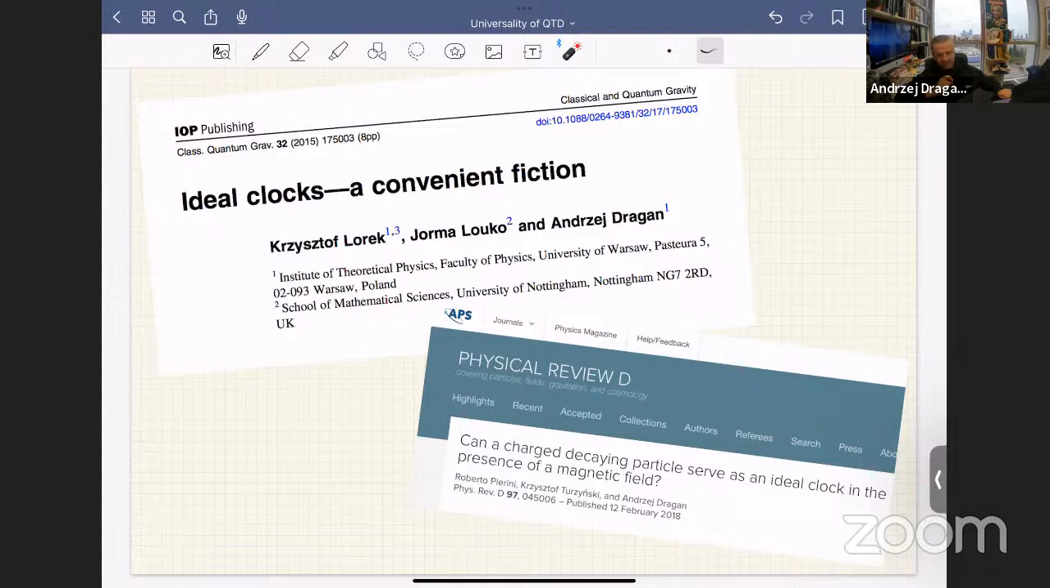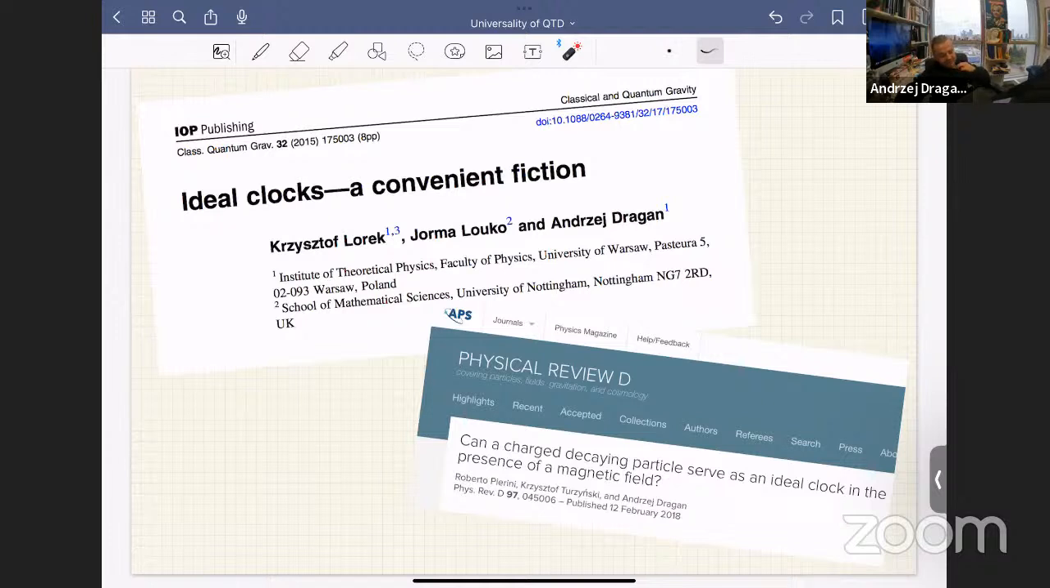And for sufficiently strong accelerations, when you already experience the Unruh effect, you should expect that the decay rate of the muon will depend on the proper acceleration. So not even muons are in fact ideal clocks, and ideal clocks will always be an approximation.